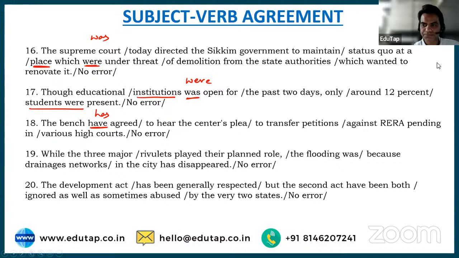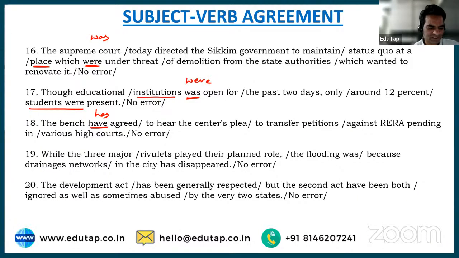While three major rivulets played their planned role, the flooding was because drainage networks in the city has disappeared. Yes, guys. While the three major rivulets होता है, जो छोटे-छोटे वो होते हैं ना, जिसको हम बोलते हैं कि pipes ही होते हैं, देखा पत्थर की pipe जहाँ से sewage का पानी निकलता है. While the three major rivulets played their planned role, the flooding was because drainage networks in the city has disappeared.